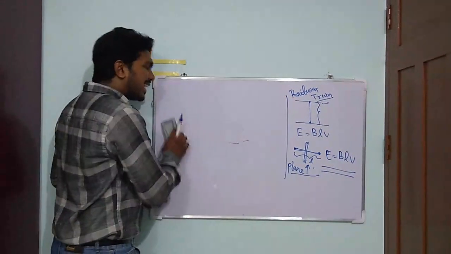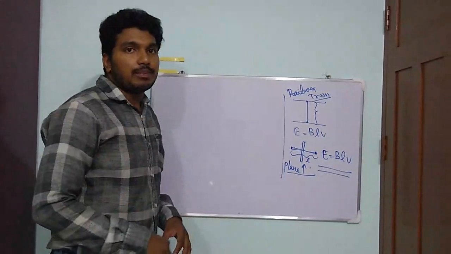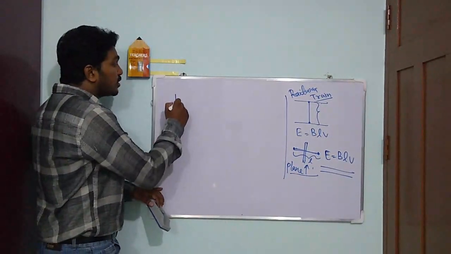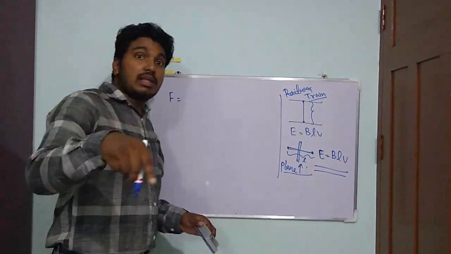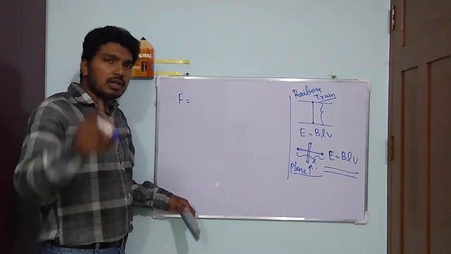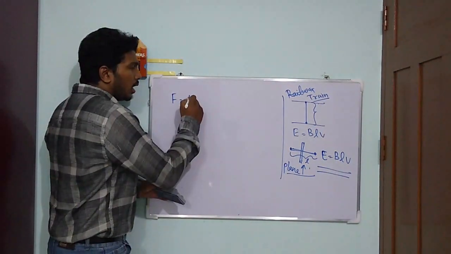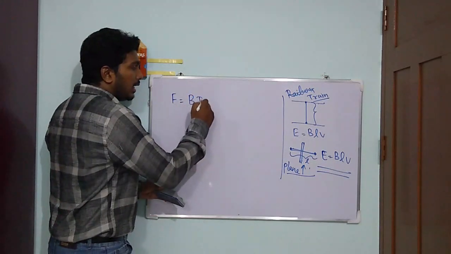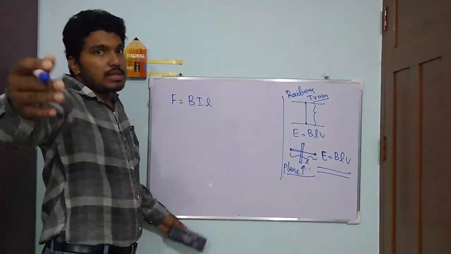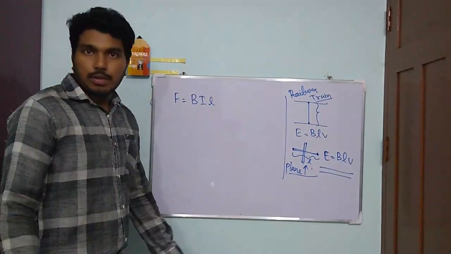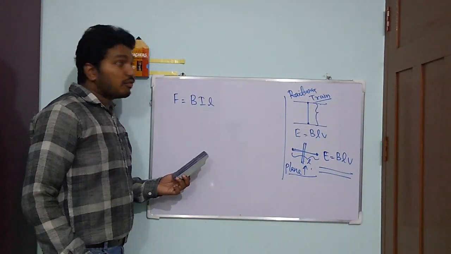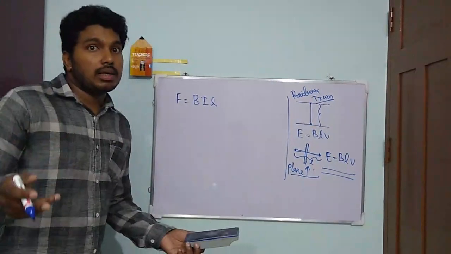I told you that the conductor is in a magnetic field, right? Now, in the previous chapter, you have learned that when a conductor moves in a magnetic field, it experiences a force, right? And what was the equation for the force? Remember? Force is equal to BIL, or ILB. I'm assuming that it is perpendicular to the magnetic field. So force is equal to ILB.